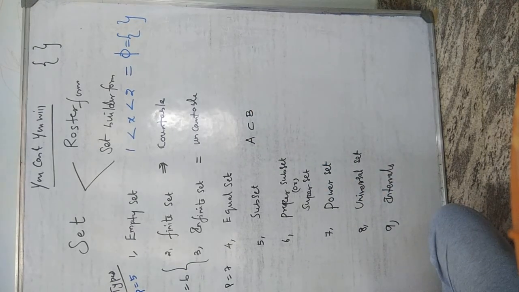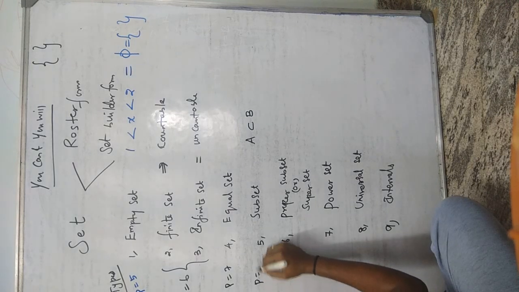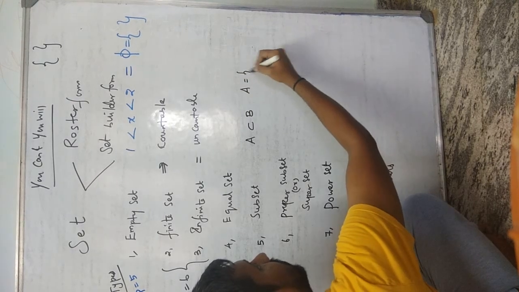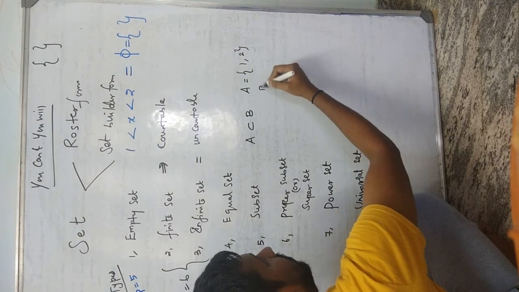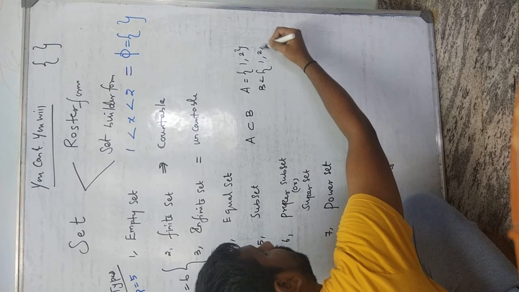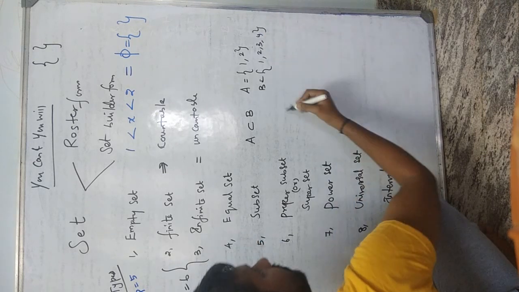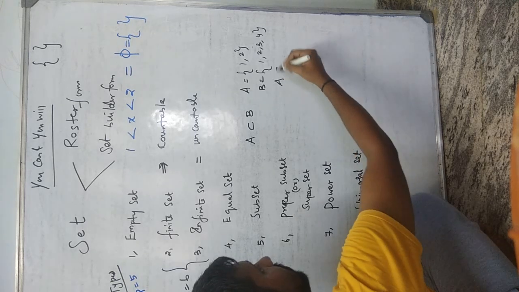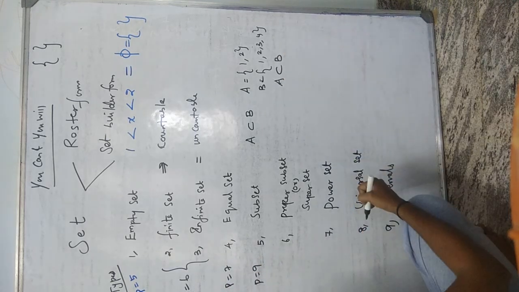The subset is on page number 9 in your textbook. A is a subset of B in the sense that A equal to 1 comma 2 and B equal to 1, 2, 3, 4. This means A must be in B. That is, A is a subset of B. B contains A. It's a subset.